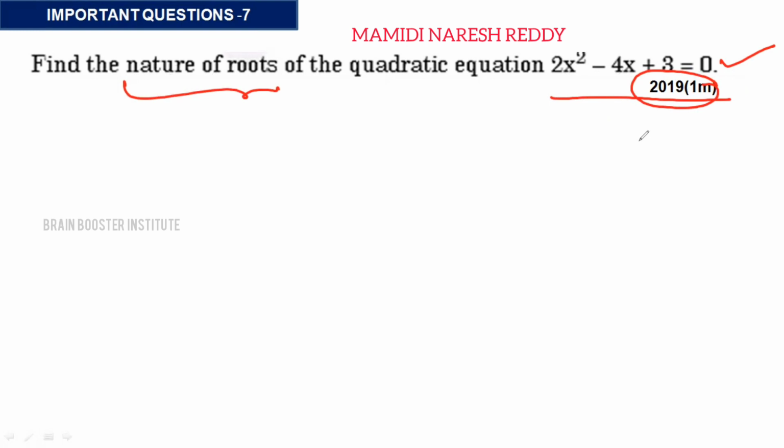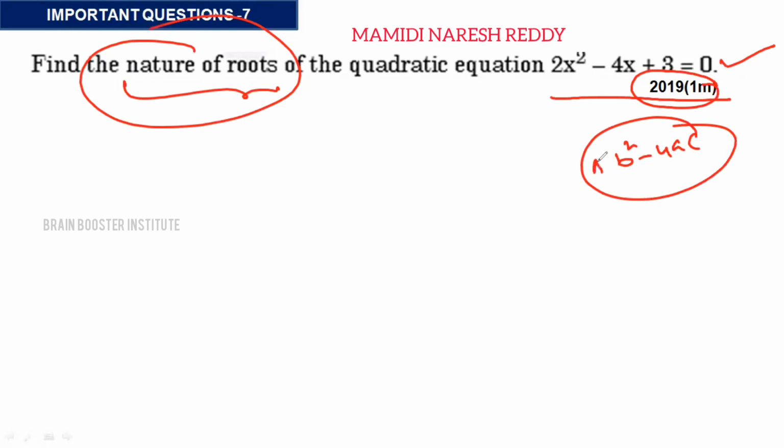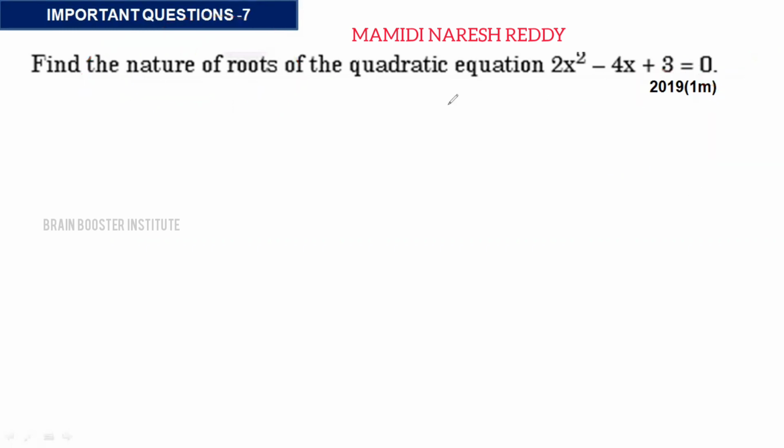Most of the problems we discussed in this video involve the nature of the roots. As you know, the nature of the roots can be found by using the discriminant, delta is equal to b square minus 4ac. By using this value we can find the nature. First, let us write the given quadratic equation, 2x square minus 4x plus 3 is equal to 0, and find its discriminant.